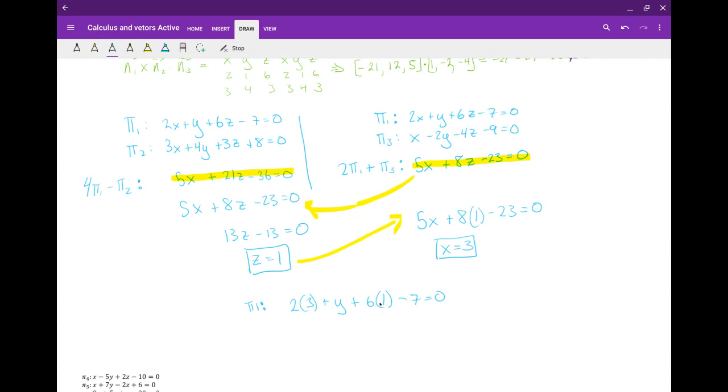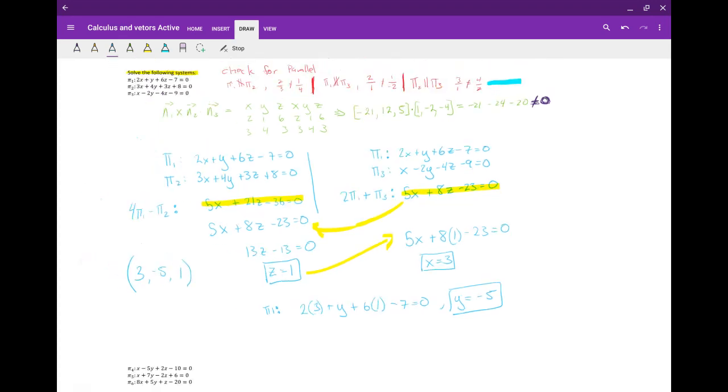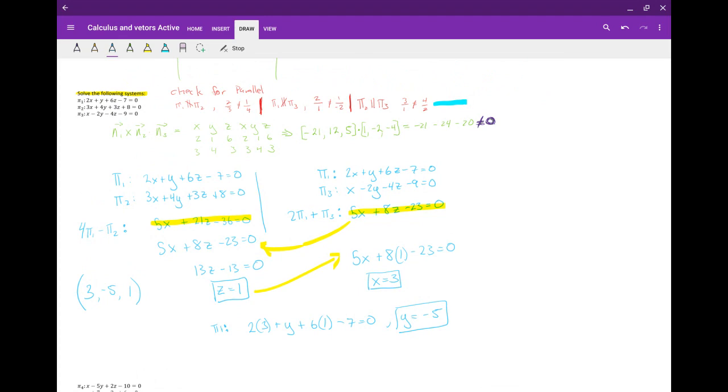So I'm going to get 6 and 6 is 12, minus 7 is 5. Positive 5. Pass it over. It turns out to be a negative 5. So therefore, y equals negative 5 in that equation there. And there it is. That's my point of intersection. It's 3, comma, negative 5, comma, 1. Okay? And that's how you do those ones there.